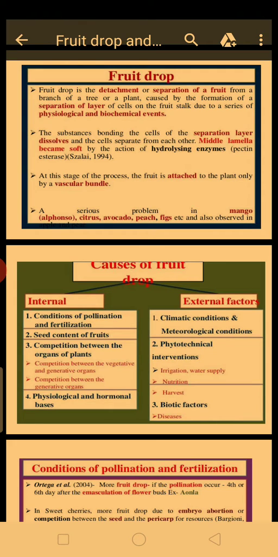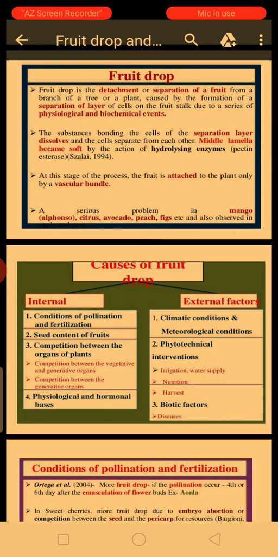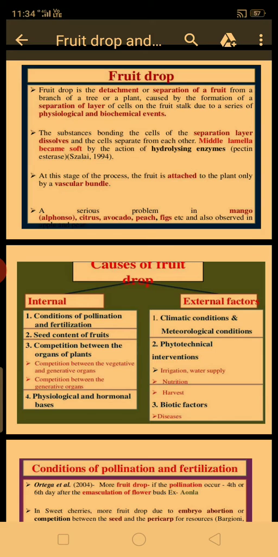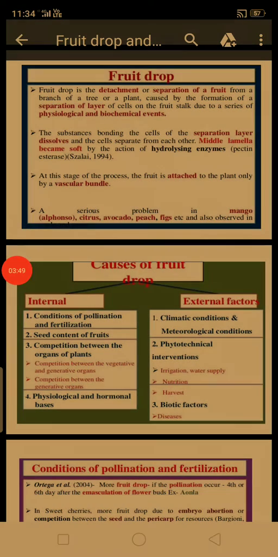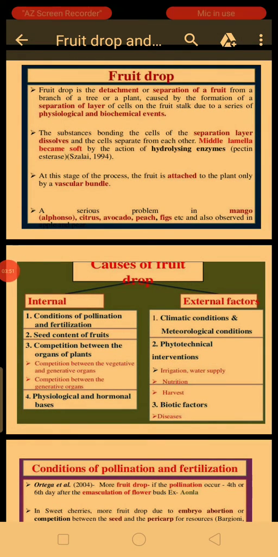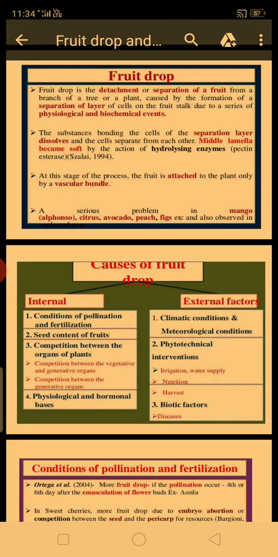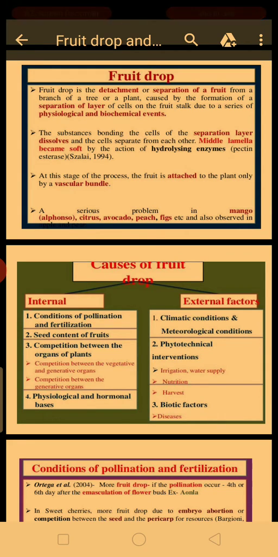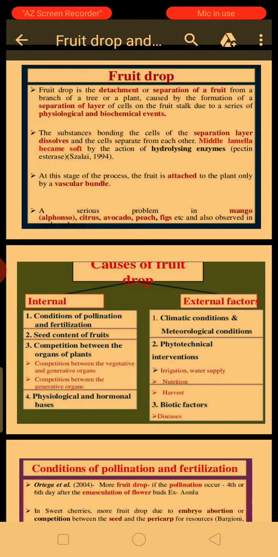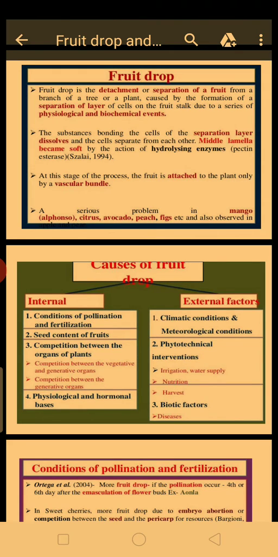Come to the next, seed content of the fruit. You can see slide number 5. Here you can see that in the case of apple, fruits that have fewer than 3 seeds may be more prone to drop than those that have a higher number of seeds. In the same way in pears.